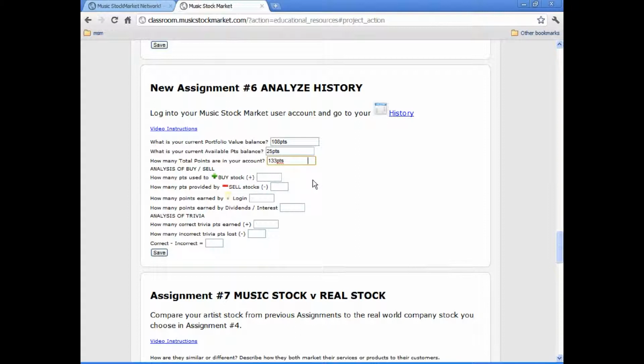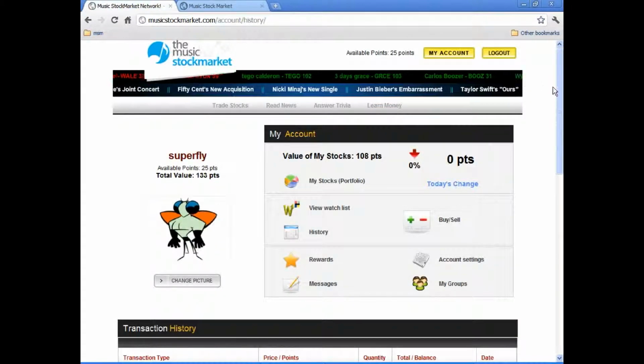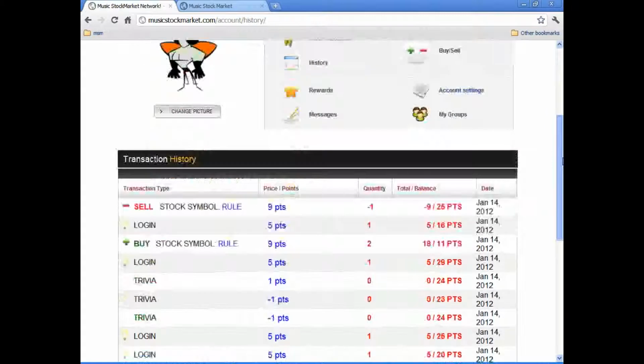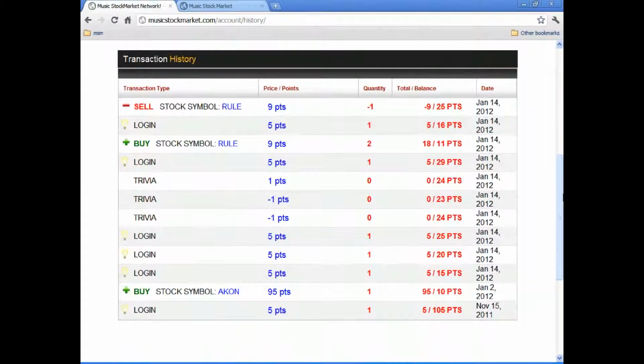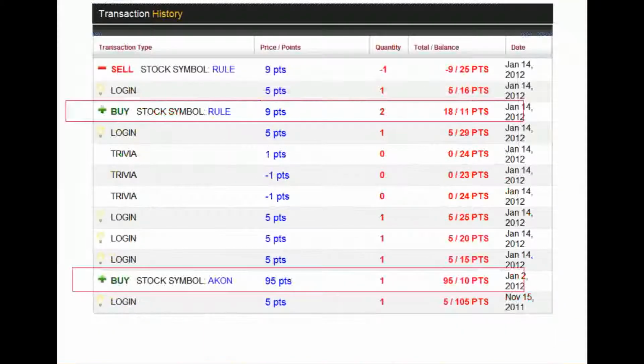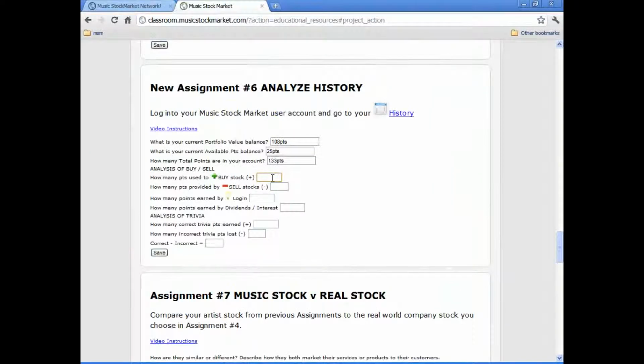Alright, now we're ready to evaluate our individual transactions. As we mentioned, the system will record all of our history. So the next question, how many points did we use to buy stocks? As we look at our list of our history, we have two transactions of purchases. If we just use the data and add them up, we'll see that we spent a total of 113 points buying stocks.